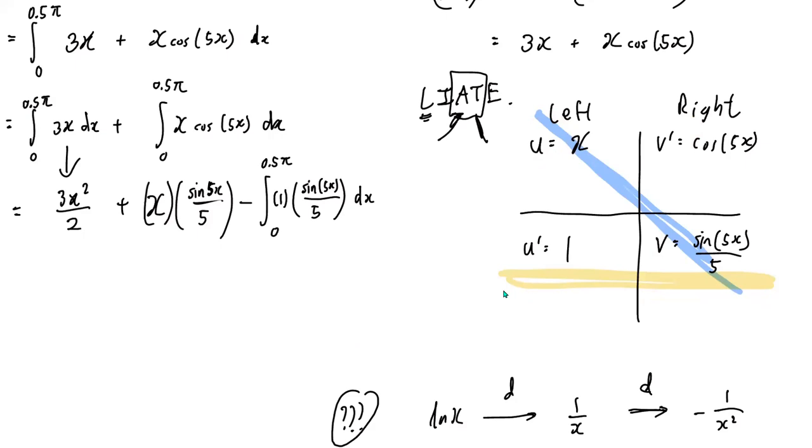Then we continue simplifying. That's the end of integration by parts. We continue. Then this part becomes x sine 5x all divided by 5 minus away. Oh, by the way, I forgot. This is a definite integral, so I actually need a square bracket. I put down the limits 0, 0.5 pi. Same thing, 0.5 pi.